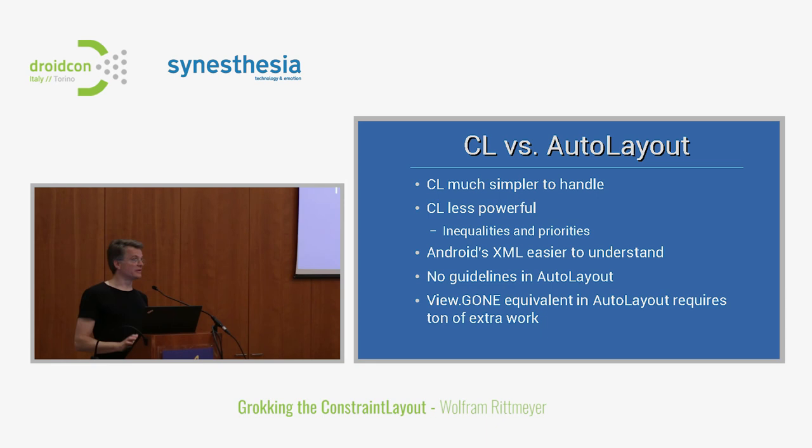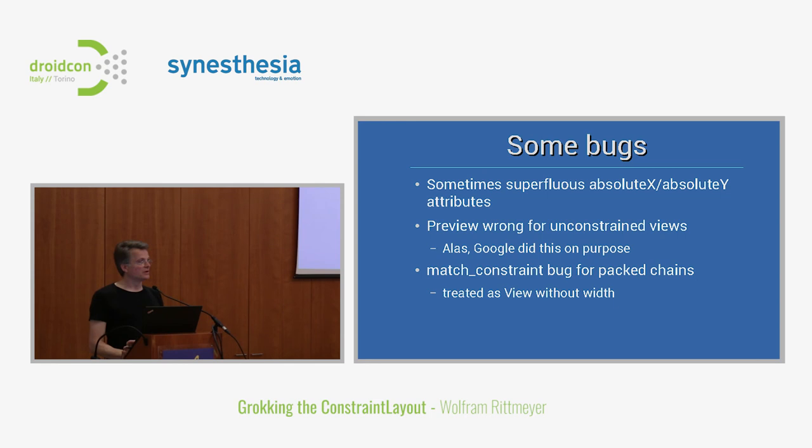Now back to the constraint layout solely. There are some bugs. Mostly those bugs are in the layout editor. For example, if you start moving your view around and you have set up everything properly, there are sometimes still those absolute X and absolute Y attributes within your XML file. And those determine where it appears on the screen. And so if you then pack something in the chain, for example, it might not be visible anymore because it's in an absolute position off the screen, which is not so nice.